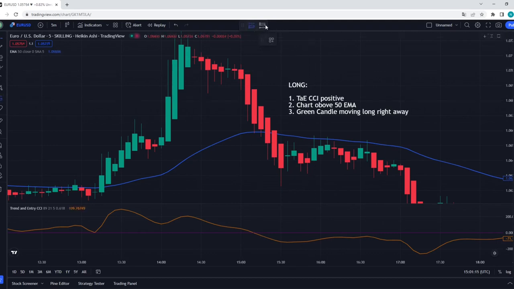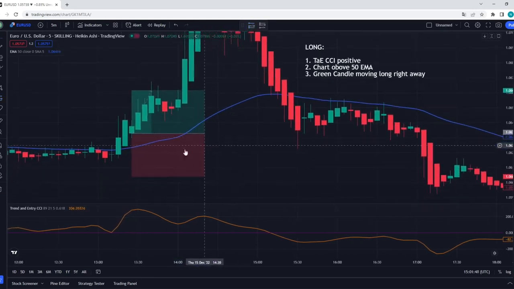We have 2 pretty good examples over here. So you can see the trend is below the EMA. It moves above the EMA. The trend and entry CCI is still positive. Here we got our first candle, which immediately moved into our direction, so which didn't move against us. And the next candle opens the position here, so this is where we will enter into our position.